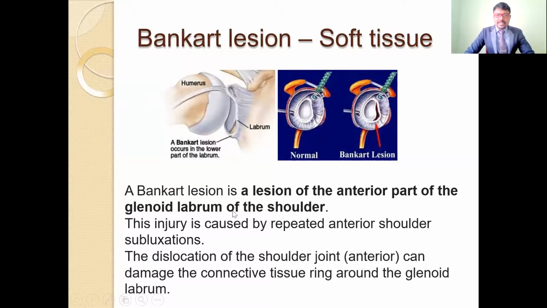Just now we discussed the lesions, especially the Bankart lesion. It is a lesion of the anterior part of the glenoid labrum of the shoulder. Any damage to the anterior part of the glenoid labrum may also lead to shoulder dislocations. This injury is caused by repeated anterior dislocations or shoulder subluxations, which means not complete displacement, but partial displacement.